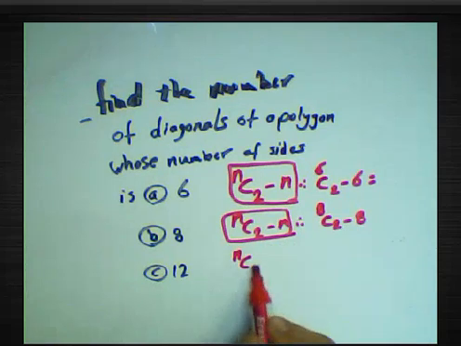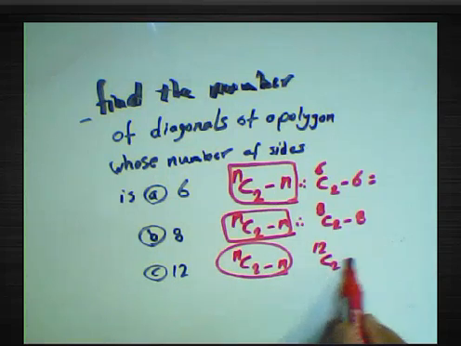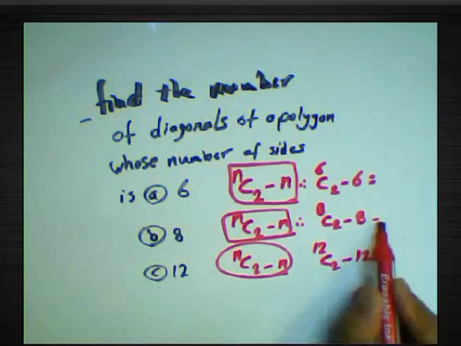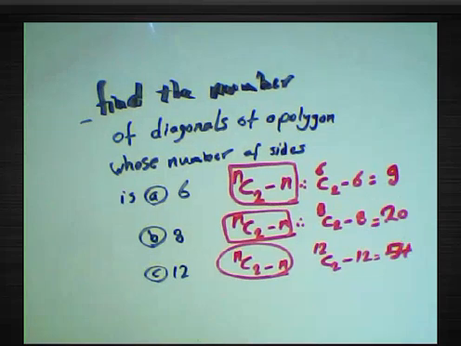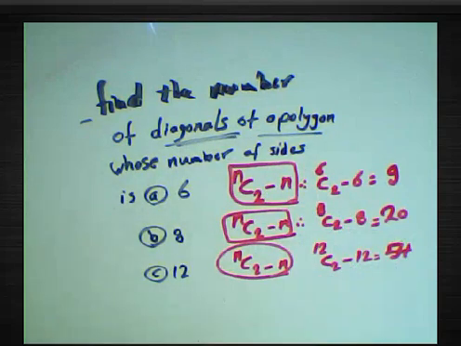And here n combination 2 subtract n again. Here 12 combination 2 subtract 12. We can find the result. It will be 54. It's the number of diagonals of any polygon, using this rule, n combination 2 subtract n.